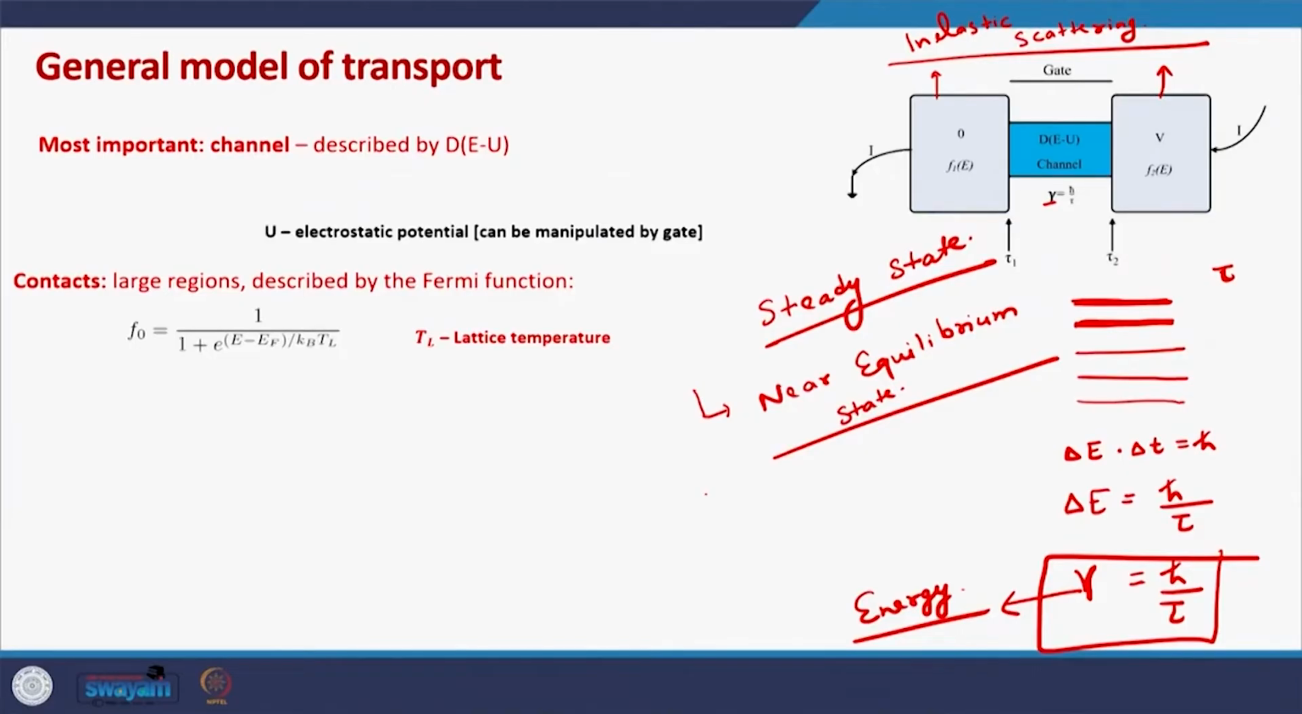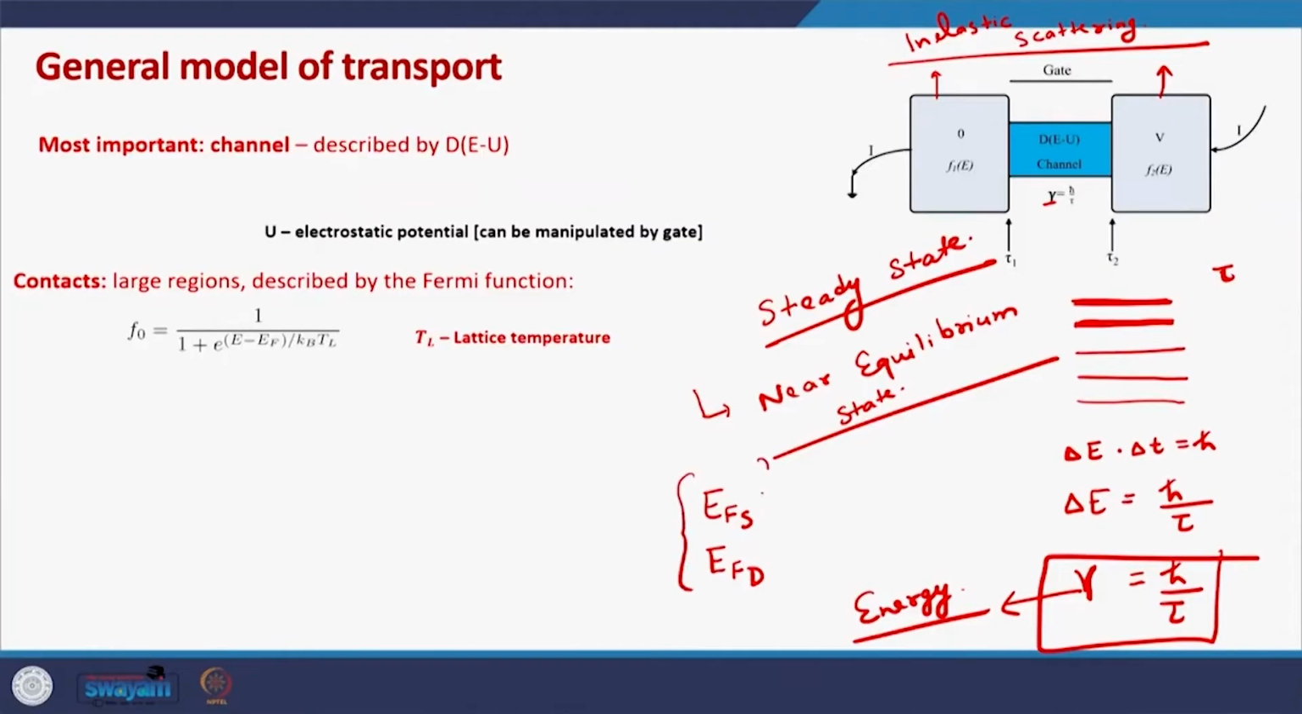That essentially means that the Fermi levels in the contacts are constant. The Fermi level of the source contact, generally denoted as EFS, and the Fermi level of the drain contact, generally denoted as EFD, are almost always constant because of the near equilibrium situation in the contacts during transport. So, these are a couple of things.